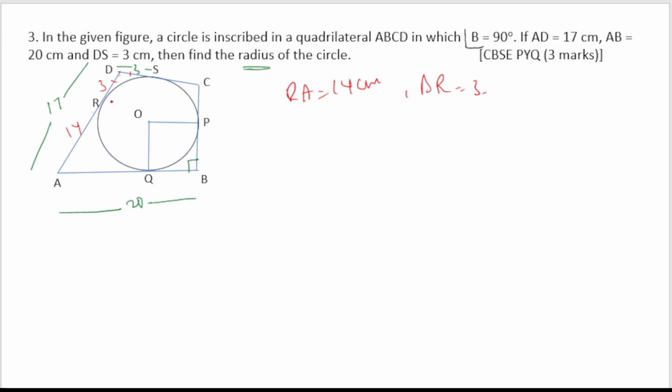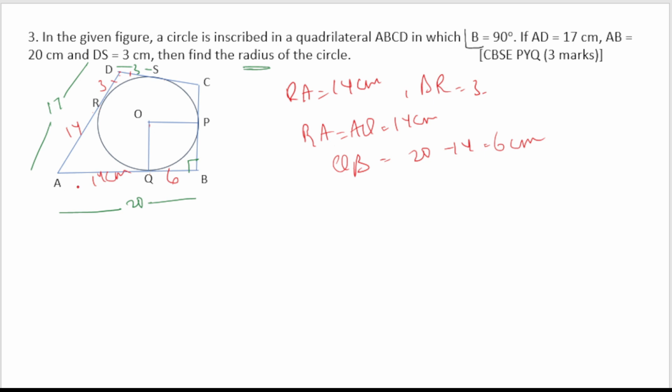And if you see this part, point A is an external point and the tangents drawn from an external point are equal. So RA is equal to AQ. It is 14 centimeters. AQ is 14 centimeters. So what is QB here? QB is 20 minus 14. It is 6 centimeters. QB is 6 centimeters, right?